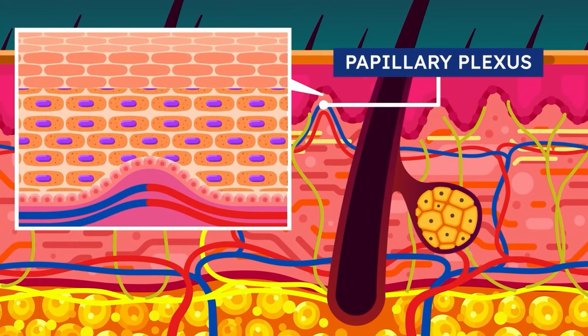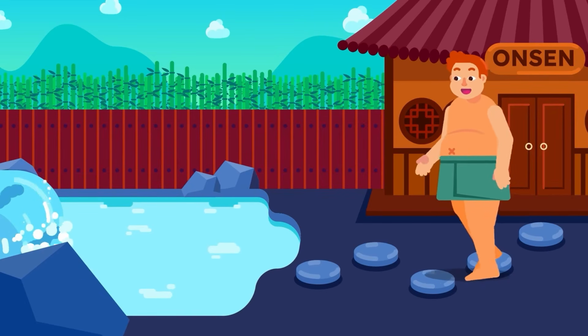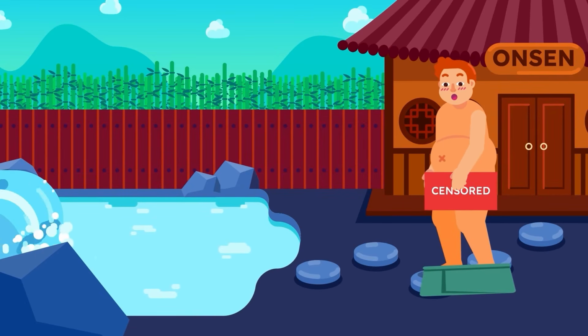When embarrassing things happen to you, the blush on your cheek is due to the dilation of the blood vessels here in the dermis layer.